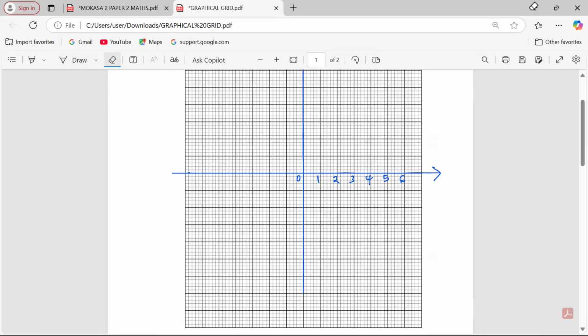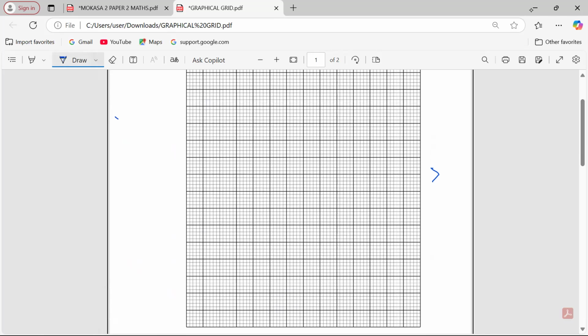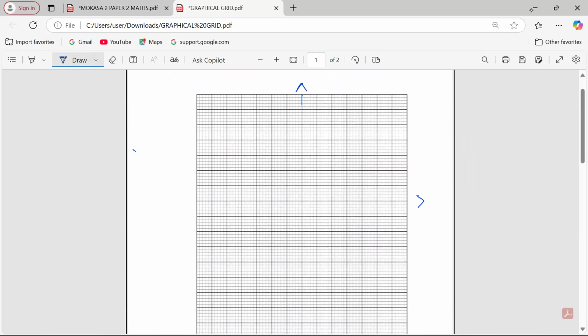Let me change the position of the y-axis, because I need the bigger values of y. So we continue. I need the bigger values of the x-axis. So I should take my y, move it to the left that way. Sorry for that.